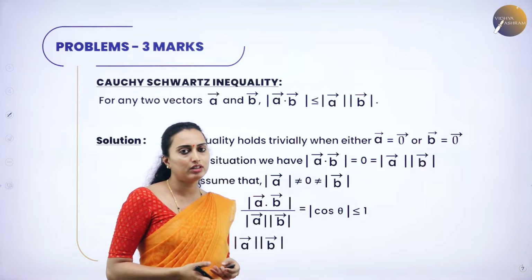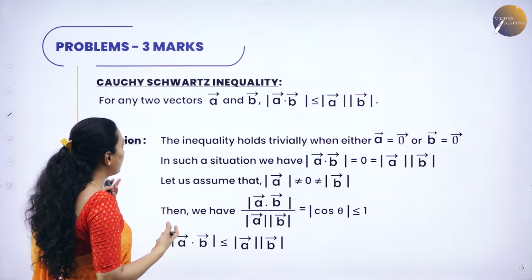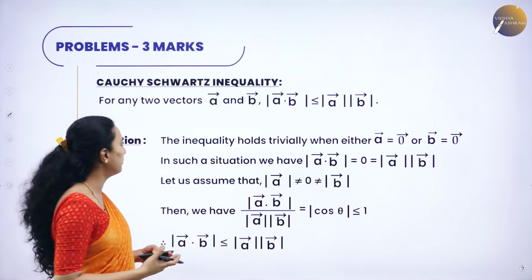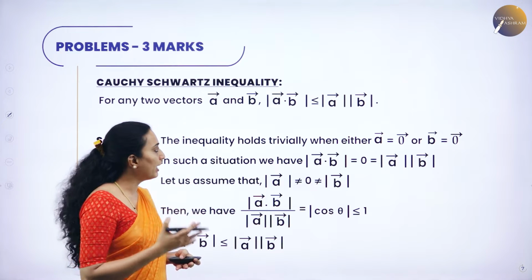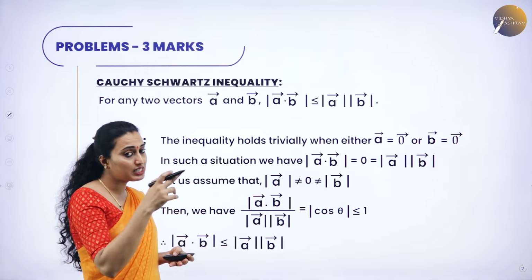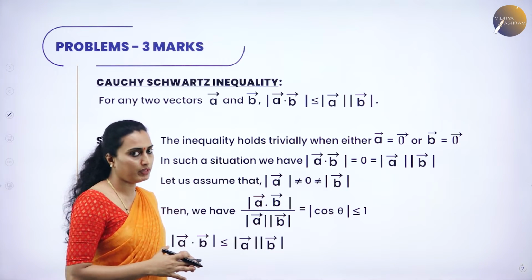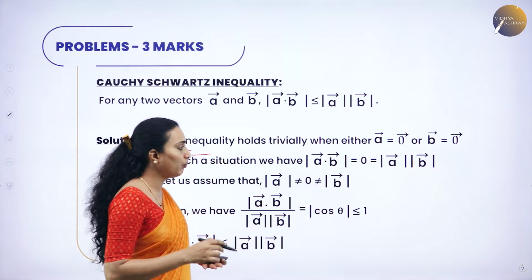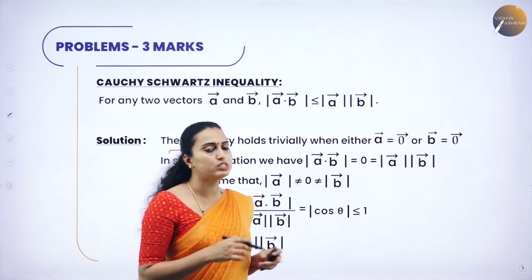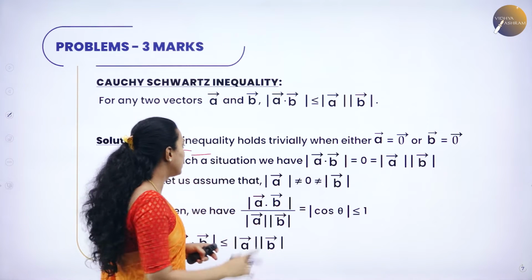Now we'll be moving on to the Cauchy-Schwarz inequality. This proof they are going to ask you in the examination. So for any two vectors, A and B, the magnitude of A dot B is less than or equal to the magnitude of A into the magnitude of B. The proof goes like this. The inequality holds trivially when either A is equal to 0 or B is equal to 0, not both at a time. So this is what you have to write.